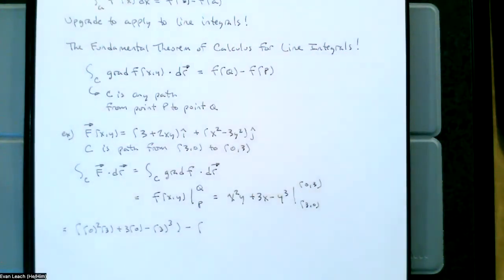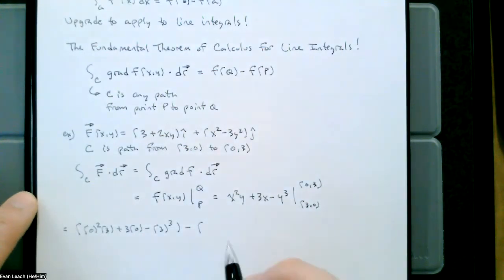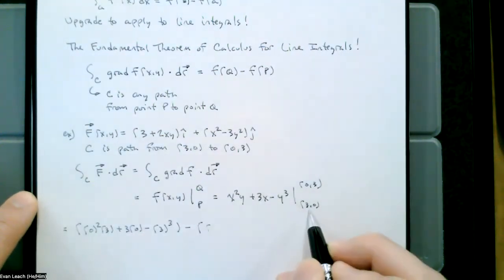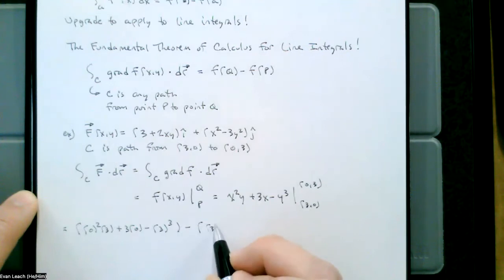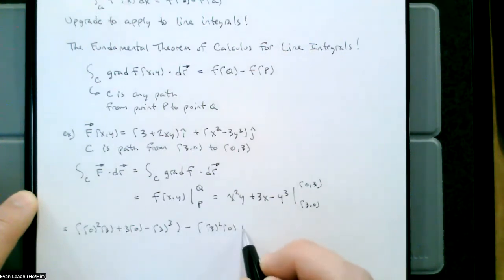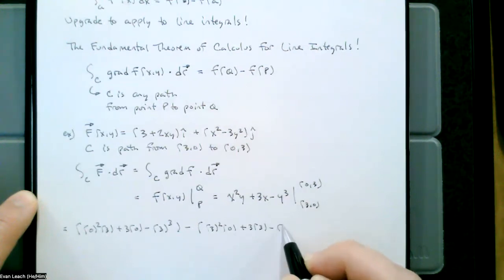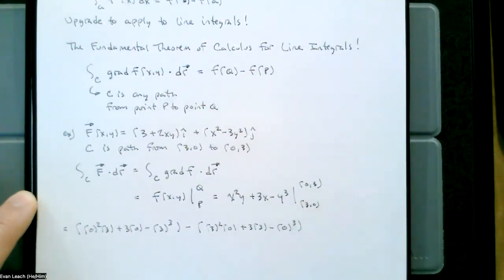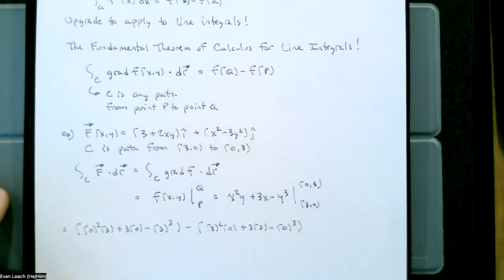Now I've got to plug in 3, 0. So I've got to switch those two. This is not going to go well, historically. x is 3, y is 0. So 3 squared times 0 plus 3 times 3 minus 0 cubed.